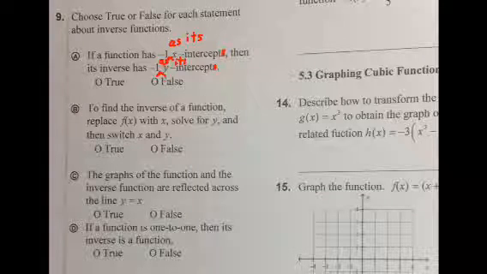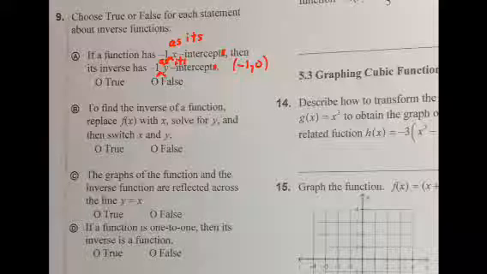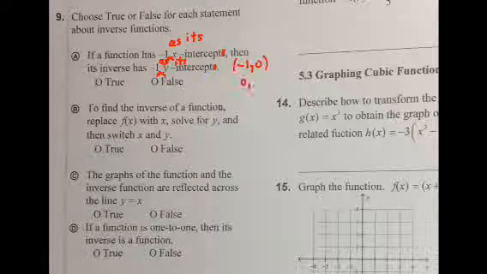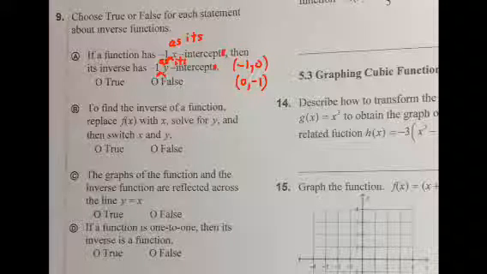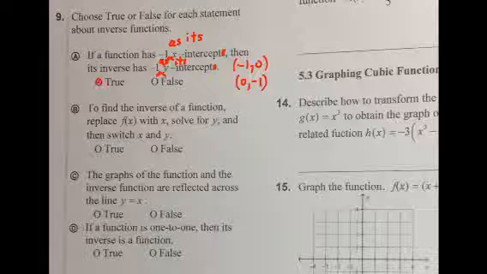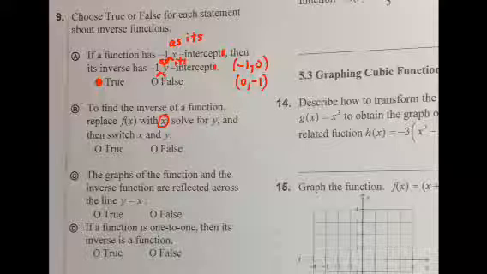So for number 9, we have this answer true or false to each of the 4 questions or statements. If a function has a -1 as its x-intercept, then its inverse has -1 as its y-intercept. So the function would have the point -1, 0, and the inverse would have the point 0, -1. So we could see here clearly that the two numbers switch, so this is true. For B, to find the inverse of a function, replace f of x with x, and this is where it falls apart because we don't replace it with x, we replace it with y.